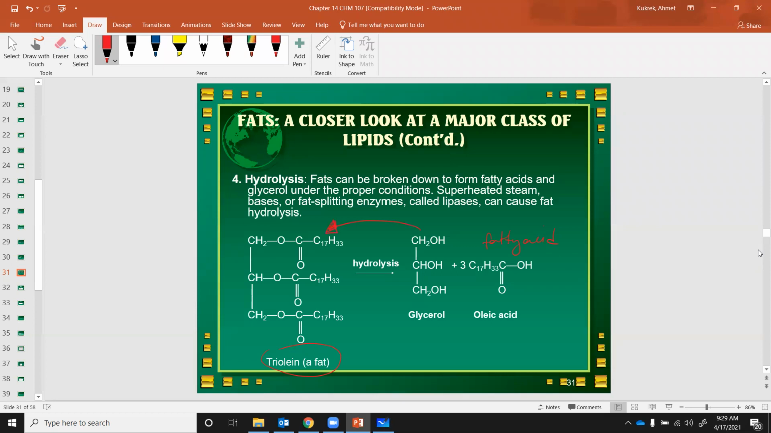If you have a fat, this is your fat, you can hydrolyze it. Hydrolyzing means you're adding water, and then you can reverse this reaction and get your glycerol and your fatty acids. You can do this in our body, using enzymes and things like that, but you can also do this in the lab under acidic or basic conditions.